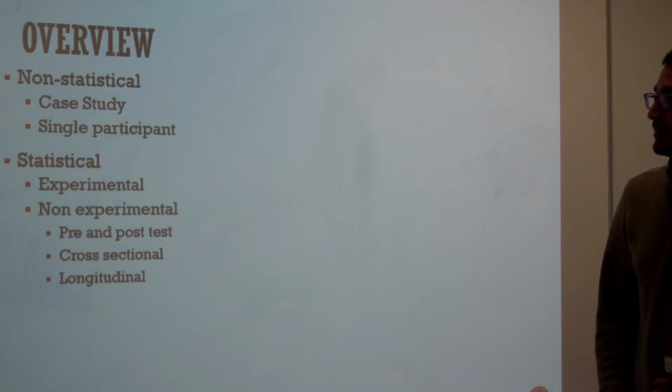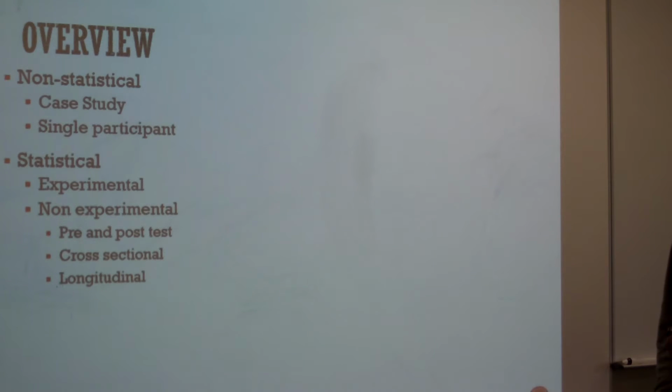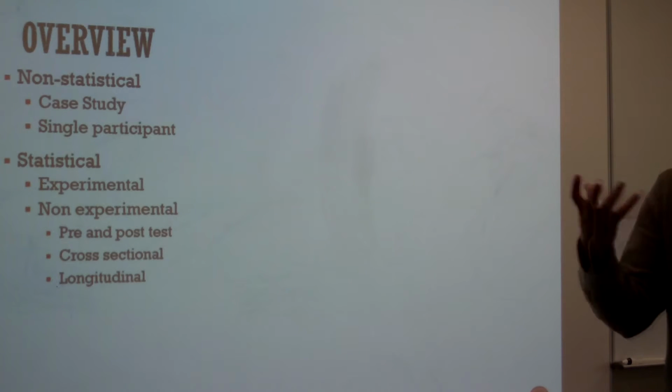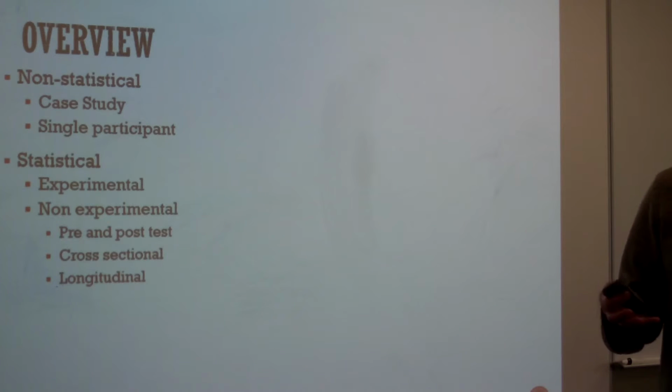For today's class, we're going to talk about many different kinds of research design that we can use. And here's a quick overview. You can group these in many different ways, but I've grouped them in two ways. One is non-statistical and another is statistical. In non-statistical, the research is not done on a group of people or group of objects, let's say. And in statistical, the research is always done on a group of people.